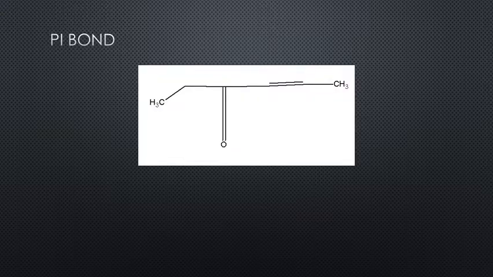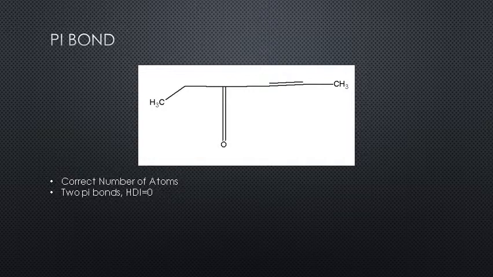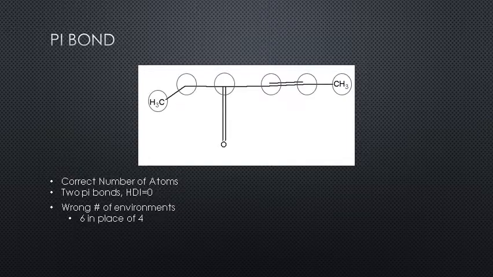Well, let's assume it's a pi bond. And so we'll bring the structure again here. If we look at this, we'll see that we have the correct number of atoms, and the fact that we have 2 pi bonds brings our hydrogen deficiency index to 0. But circled, you'll see that we have the wrong number of environments. We have 6 potential carbon environments, and due to our spectra, we only have 4. And so this structure cannot be possible, at least not for the formula we were given.